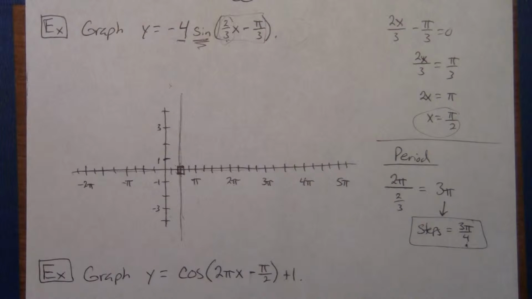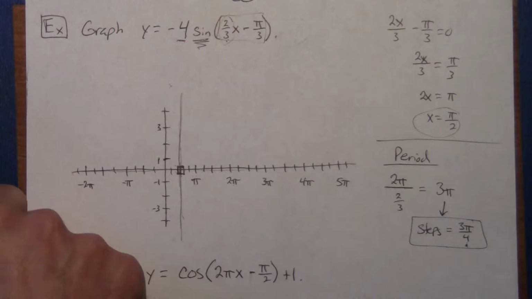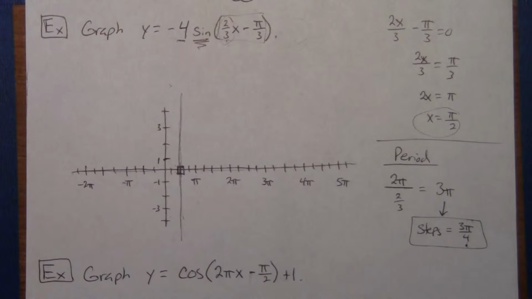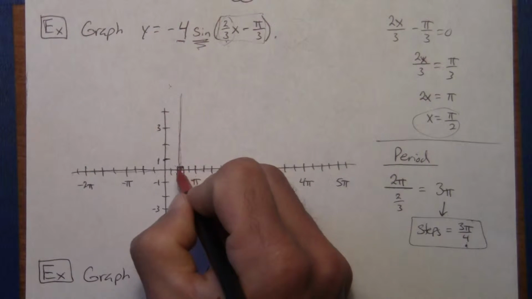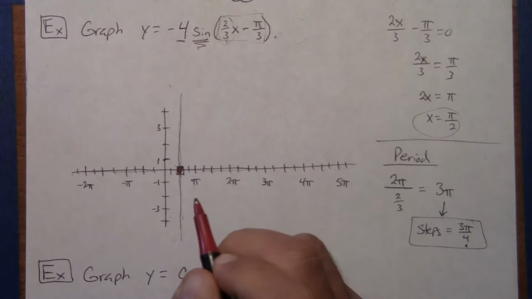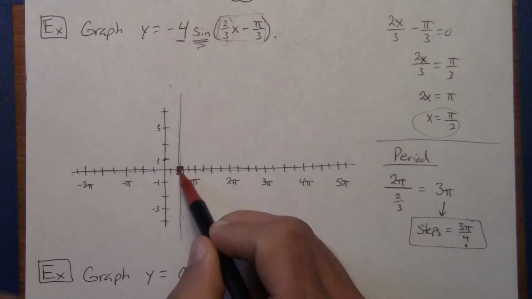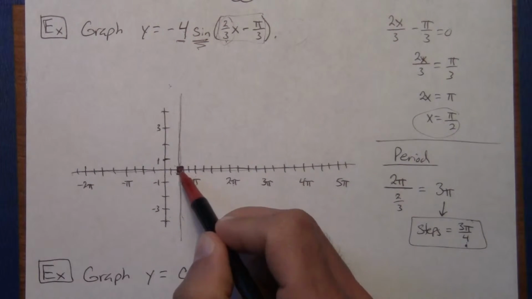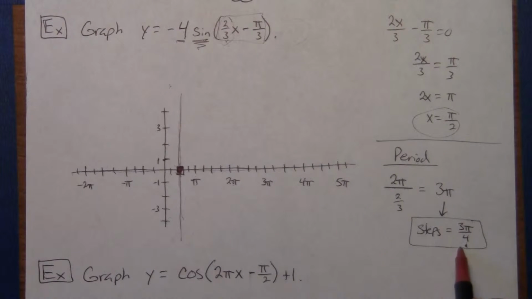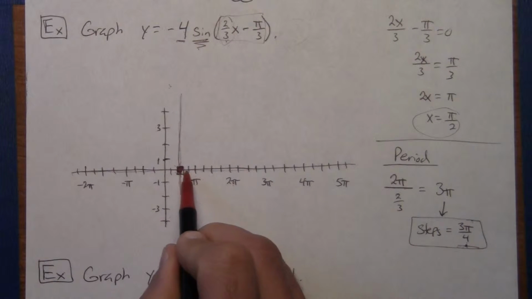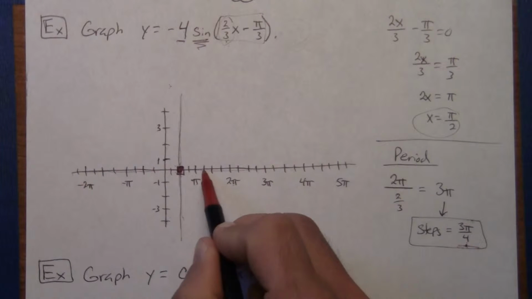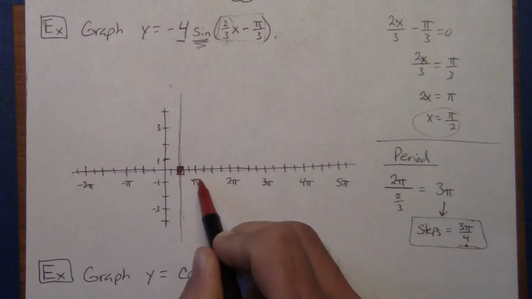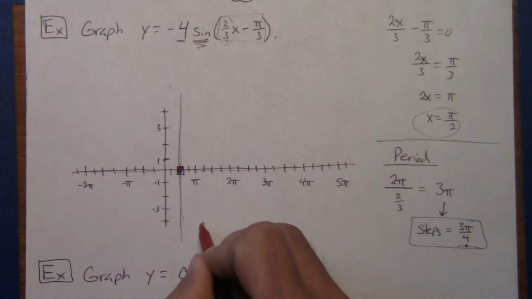So I can see that this trig function is sine, which means I should be going through the origin. Now we've kind of moved the origin, so we're actually going to be going through this particular point here. Alright, then if I look at the amplitude, I see that it's -4, which means I should go down 4 when I put my next point. My step is 3 pi over 4, so I'm going to move over 1, 2, 3 of these little tick marks, go down to -4, put a point.